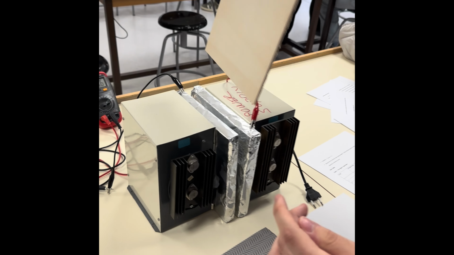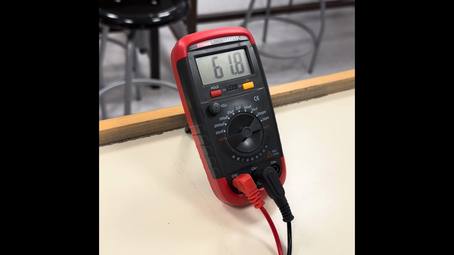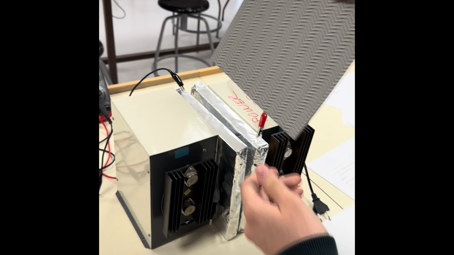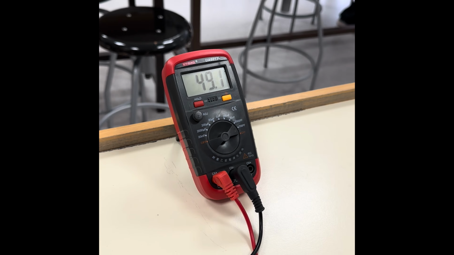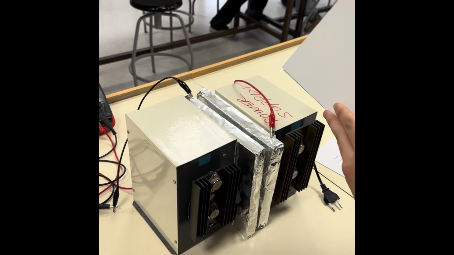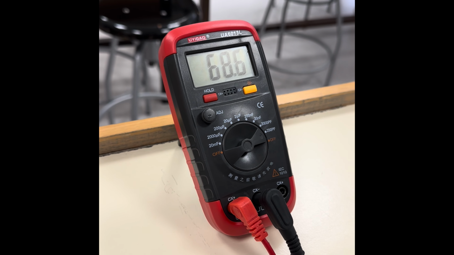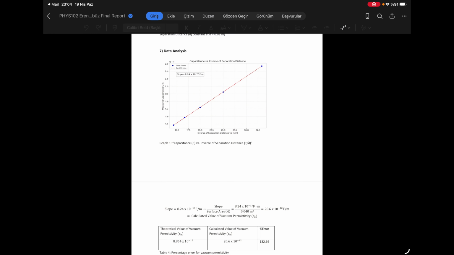The wooden block gives approximately 62. Then we will insert the plastic block. Our value is 49.1. And lastly, we will insert a material made of paper. Our capacitance value is 68.5 picofarad approximately. In our first graph, we plotted the measured capacitance against the inverse of the separation distance.